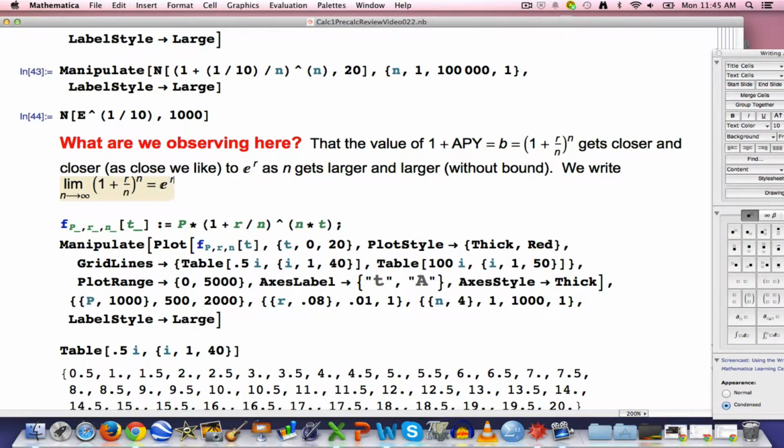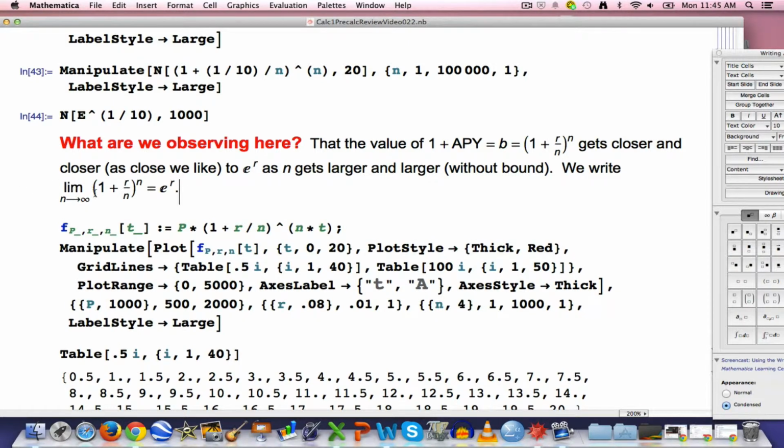And the limit symbol is essential. I'm not saying 1 plus r over n to the n power eventually equals e to the r. That's not what I'm saying. I'm saying the limiting value of this quantity equals e to the r. Thus, this limit sign must be there. Okay? That's one way to write it. There are some other ways to write it, but this is one way to write it.